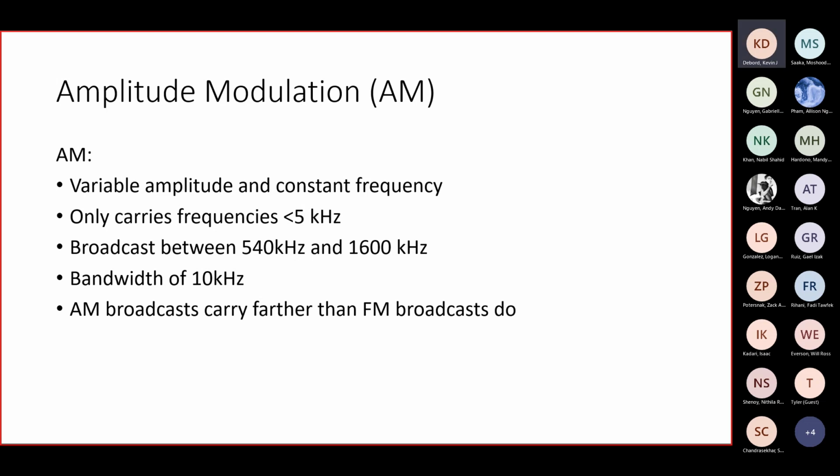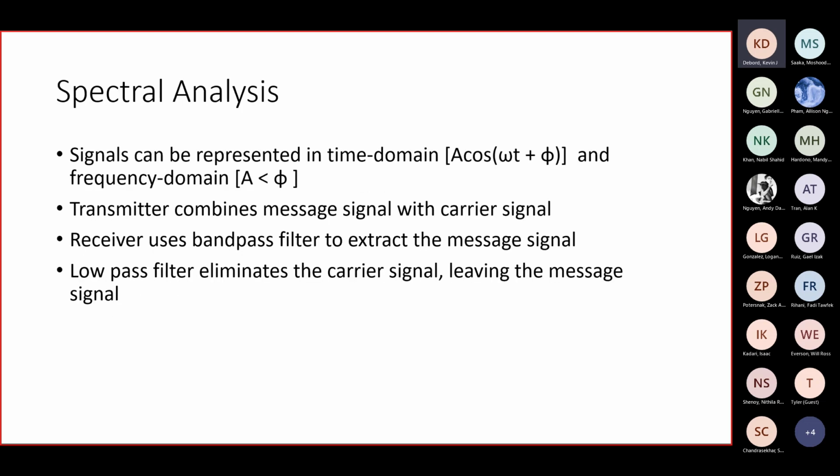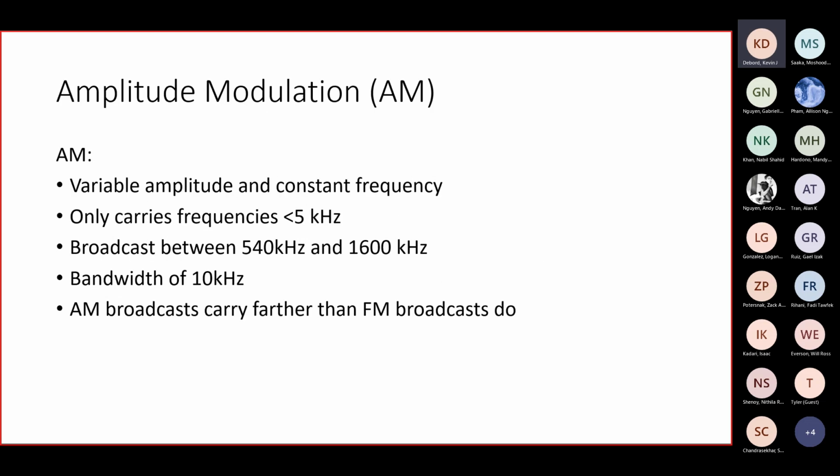Okay. AM. I don't know about y'all, this was confusing to me too. You just got to stick through it, I guess. It's got a variable amplitude and a constant frequency. So that's all I can really say about that. And we are using the A cosine omega t plus phi equation for anybody who's wondering. It only carries frequencies less than 5 kilohertz, which is also what humans can hear best, right?